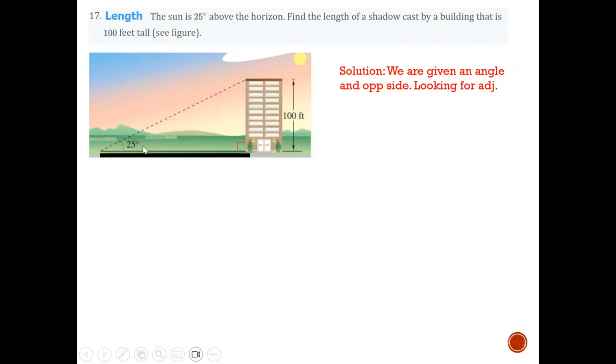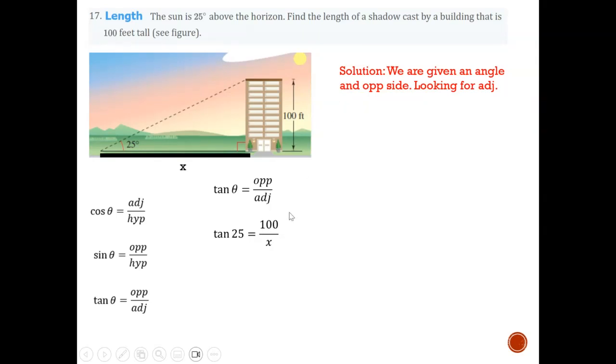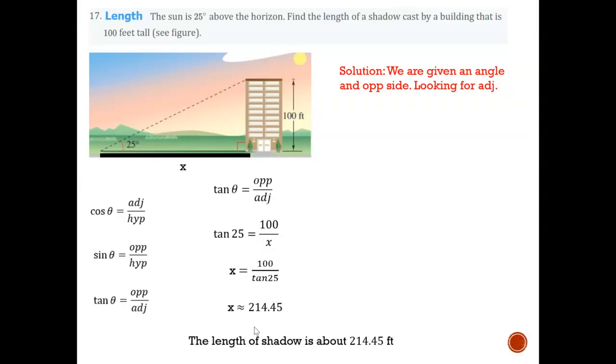Solution, we are given an angle and the opposite, and we're looking for the adjacent. So from the trig functions, which one has opposite and adjacent? It's going to be my tangent, right? The tangent has opposite over adjacent, so it's going to be the tangent of 25 degrees equals 100 over x. Again, remember, guys, we switch x and the tangent by using proportions. We use the calculator. So it's going to give us approximately 214.45 feet. That's the length of that shadow. And again, I believe in the homework, I want you to round off to 2 places. Okay?